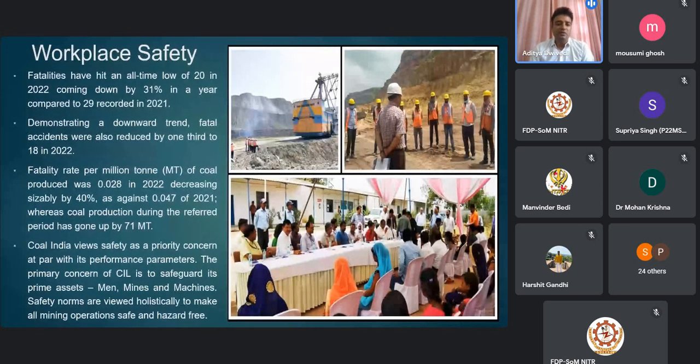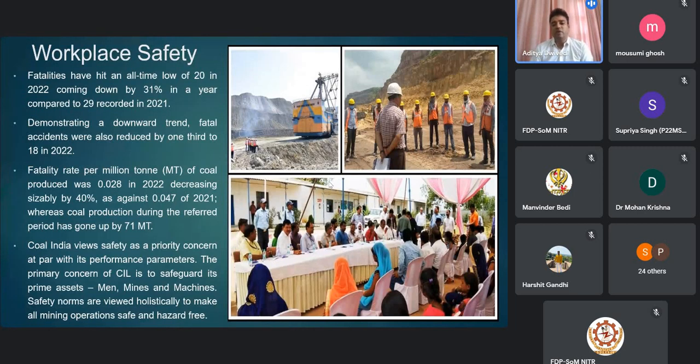Now talking about workplace safety. The company has taken serious concern about workplace safety. We have initiated certain things on machines and the training part. But one very important initiative that the company took some 5-6 years back is family counseling. We have started family counseling not only for regular employees but for contract workers also.